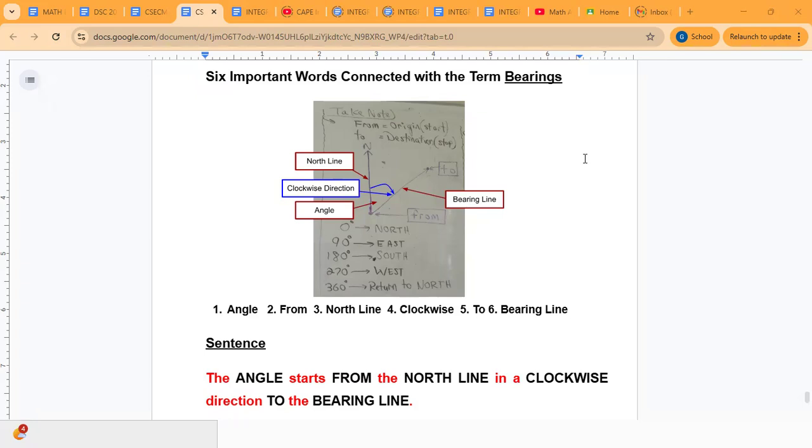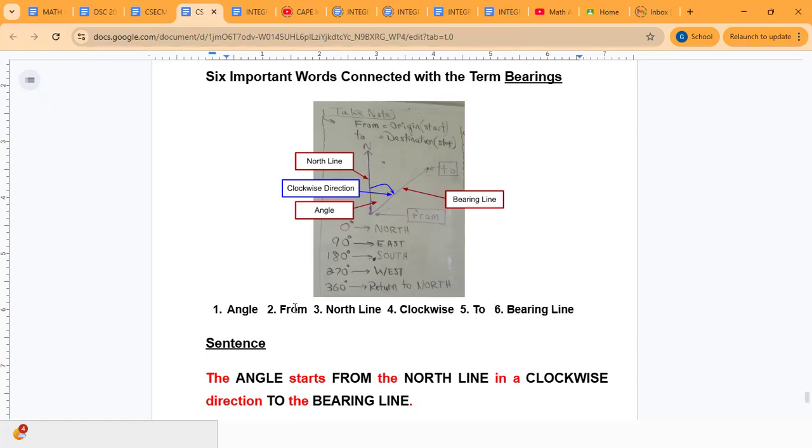Bearings. There are 6 important words connected with the term bearings. They are: north line, clockwise direction, angle, to, bearing line, from. We can put them in a sort of order so that we can create a sentence with them.